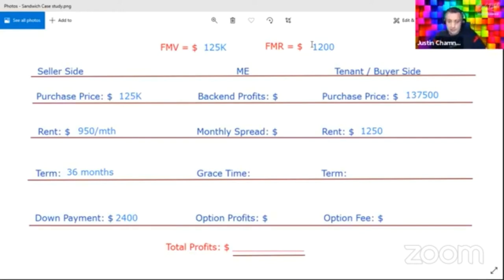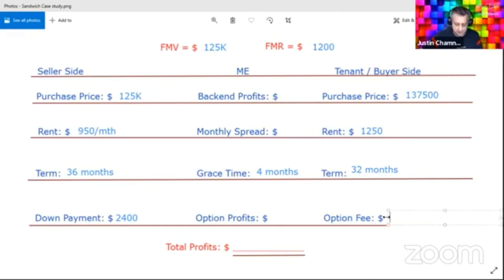All right. The term: I've talked to this guy's lender and he said he needs just under 3 years. So I went ahead and signed him up for 32 months. He felt comfortable with that, and his lender felt comfortable with that. That still gives me a grace period of 4 months. If he needs a couple extra months, I got him. Not a problem. Down payment: I owe a down payment of $2,400 to the seller.